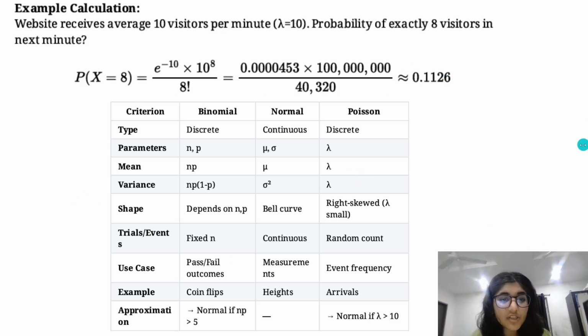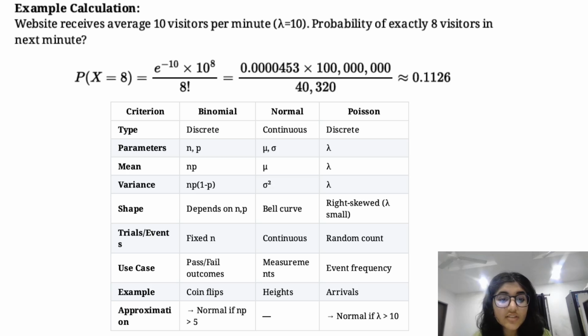Now the comparison table is this, where the first criterion we have taken is type. The binomial is discrete, normal is continuous, and Poisson is discrete. The parameters used in binomial are n and p, in normal we have mu and sigma, and in Poisson we have lambda. Then the mean is calculated by np in binomial, in normal we have mu, and in Poisson we have lambda. Then the variance is np(1 minus p) in binomial, in normal we have sigma square, that is the variance, and in Poisson we have lambda. The shape of binomial depends on n and p, in normal it is a bell curve, and in Poisson it is right skewed.